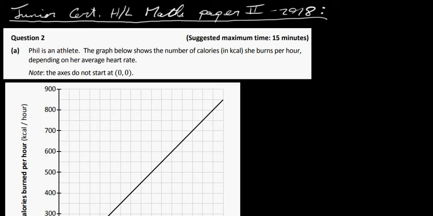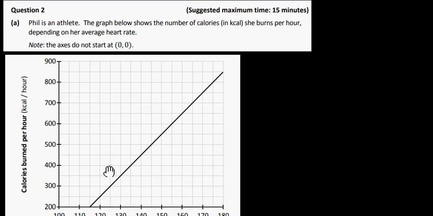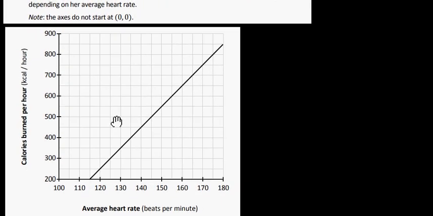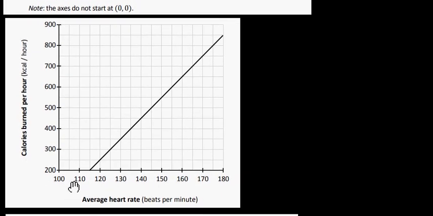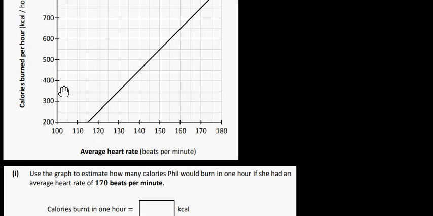Okay, so this is the Junior Certificate Higher Level Maths Paper 2 for 2018, question 2. Phil is an athlete. The graph shows the number of calories in kilocalories she burns per hour, depending on her average heart rate. The axis does not start at 0, 0. So here we have on the x-axis her beats per minute, her average heart rate, and on the y-axis we have the calories burned per hour in kilocalories per hour.